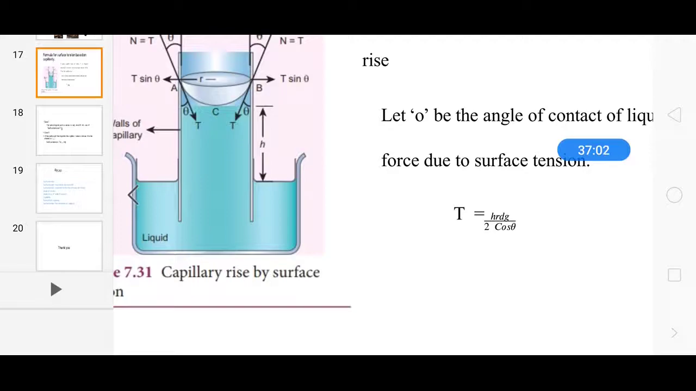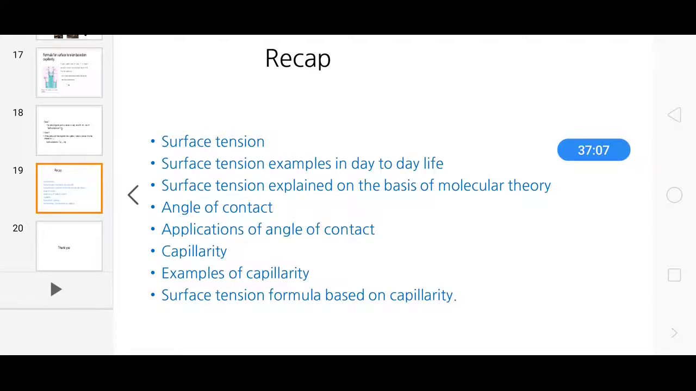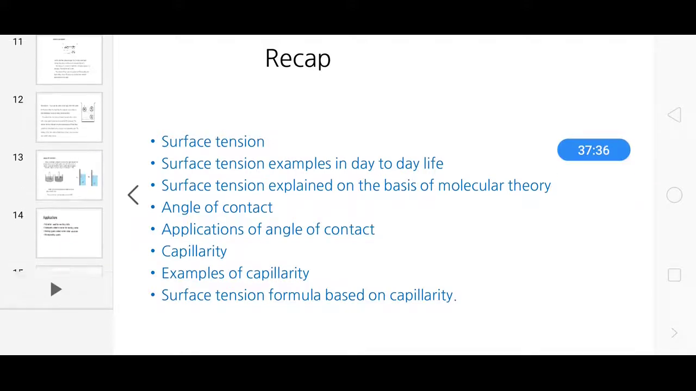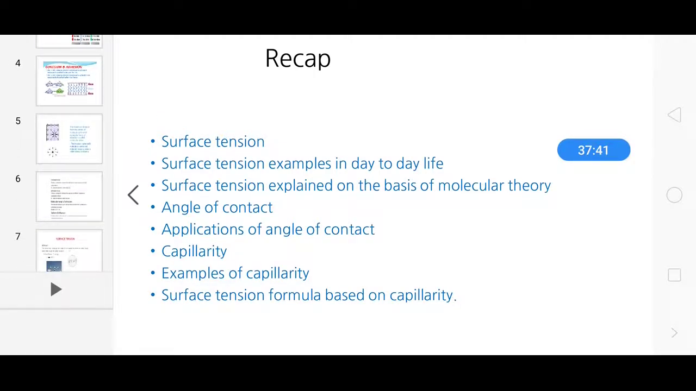So finally, in this session we discussed many topics. Surface tension. What is surface tension? It is nothing but the normal force acting per unit length of an imaginary line drawn on the surface of the liquid. T is equal to force by length. The unit is Newton per meter or dyne per centimeter, and the dimensional formula is M L^0 T^-2.